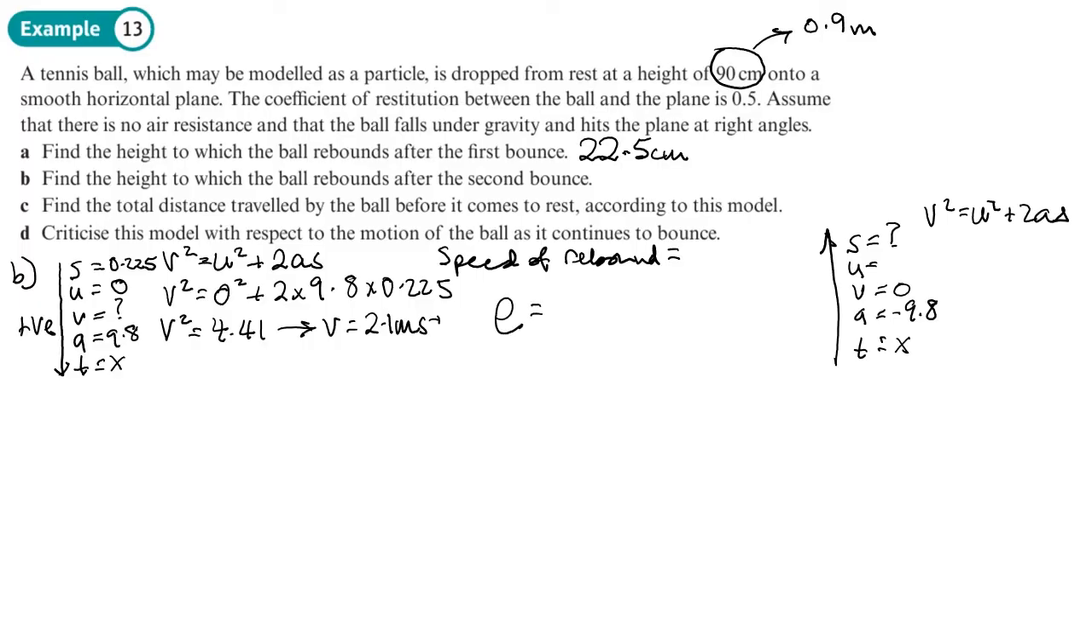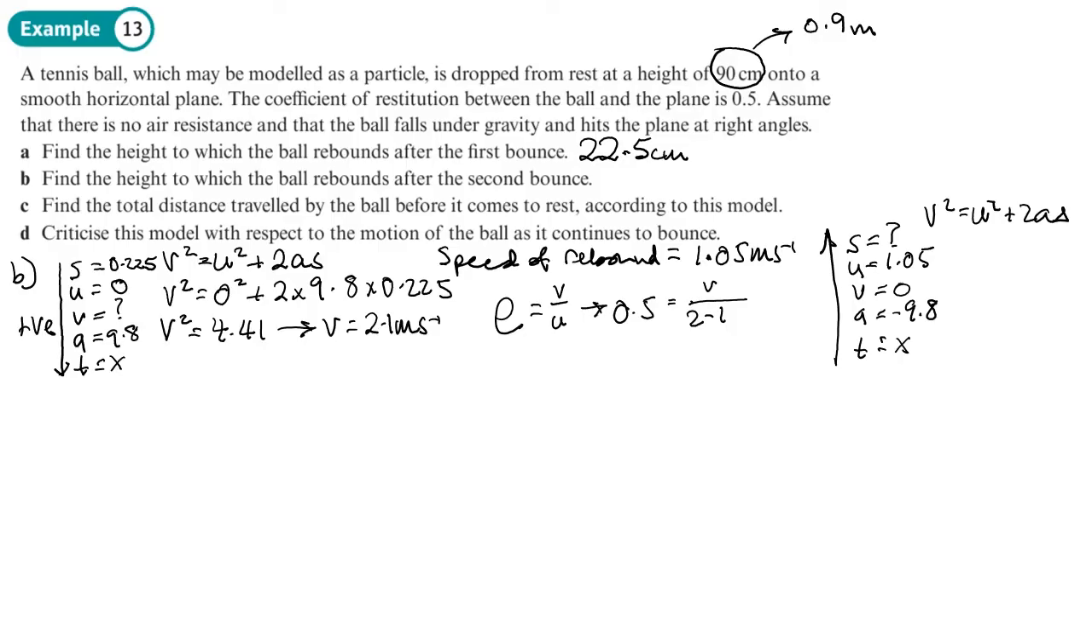So we're going to use E again. Speed of rebound over speed of approach, so 0.5. The speed of approach is 2.1. We want to find the speed of rebound, so that's going to be 1.05 meters per second. So that will go in for our U. So that will go into our formula.